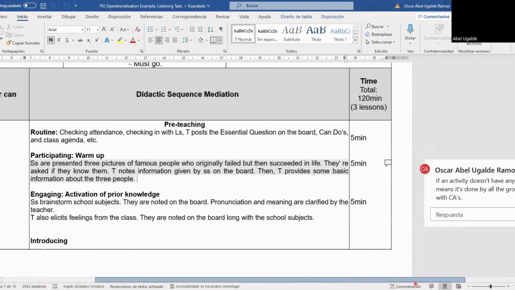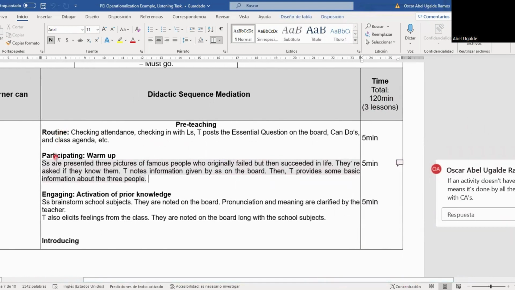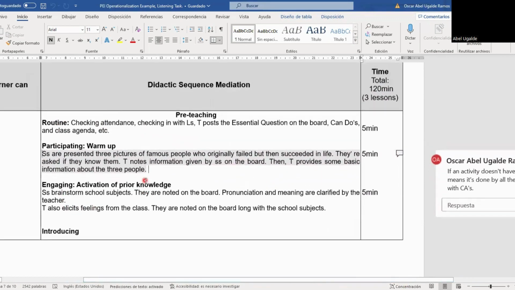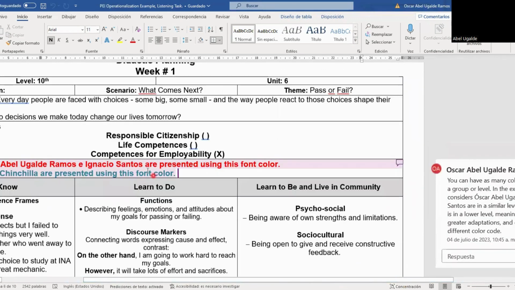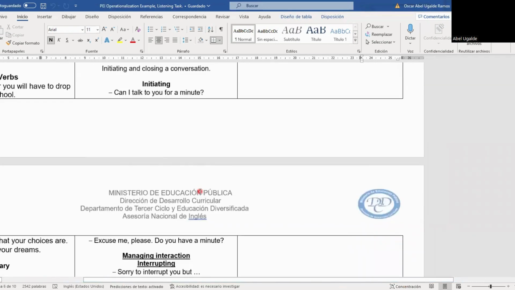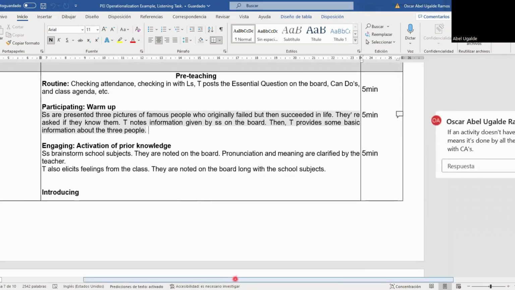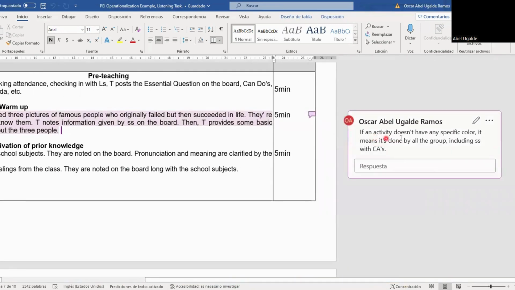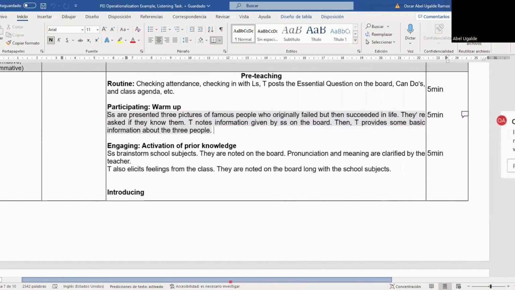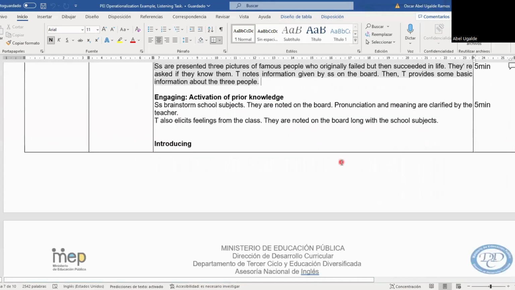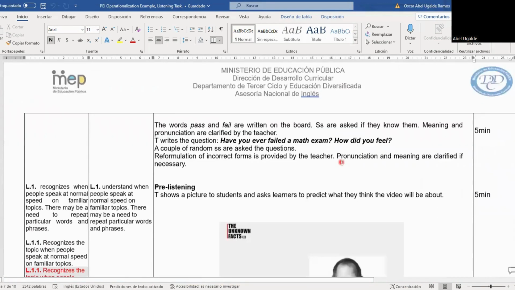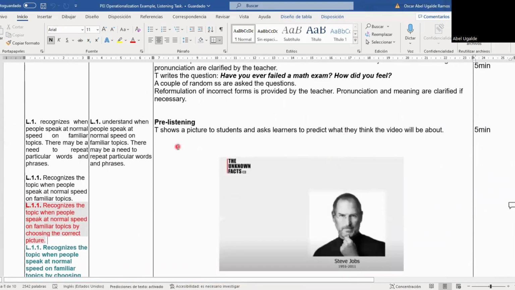Okay, here, I want you to pay attention to this beginning. Everything's black. I have no colors. Remember the colors for Oscar, Ignacio, and Laura? Red and blue. So down here, if you see no red, no blue, there is a little explanation here. If an activity doesn't have any specific color, it means it's done by all the group, including students with curricular accommodations. So if you have no color, I understand that there are no adaptations. And here comes the first adaptation.